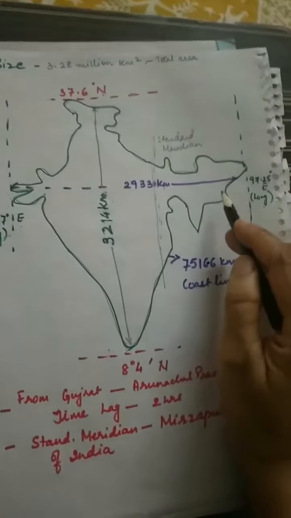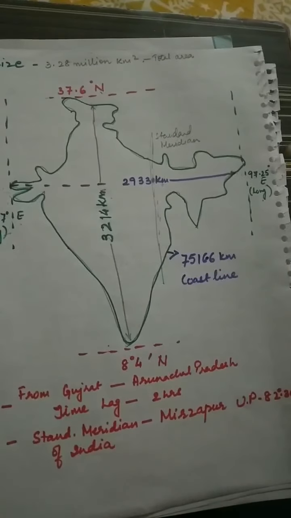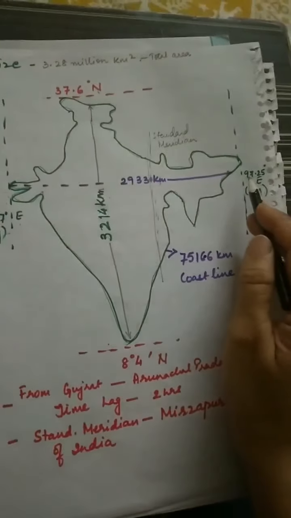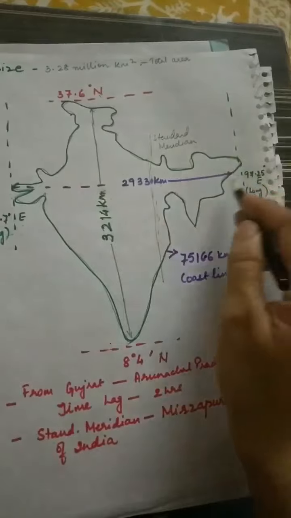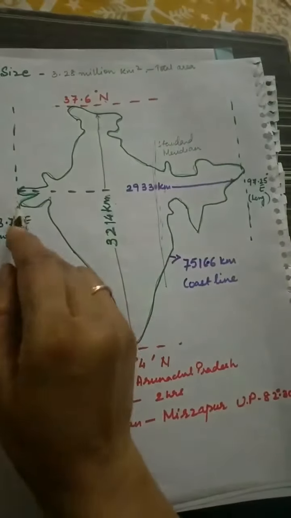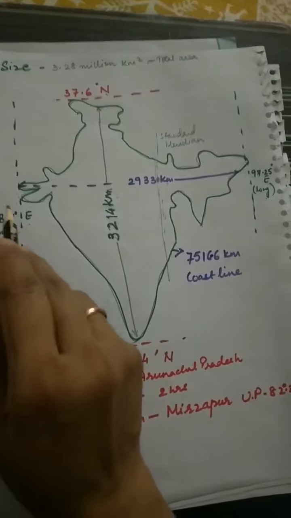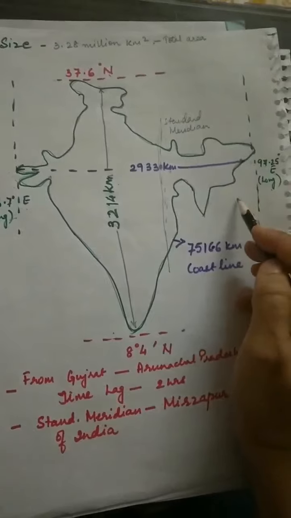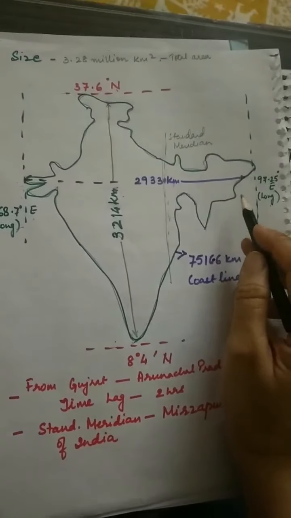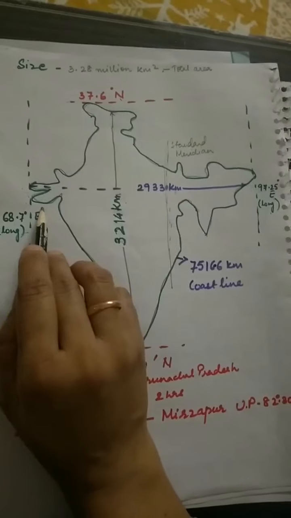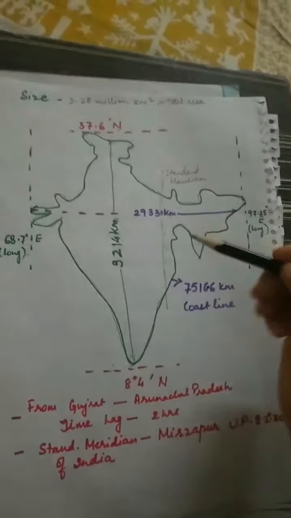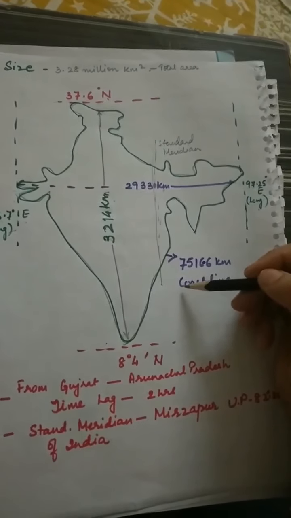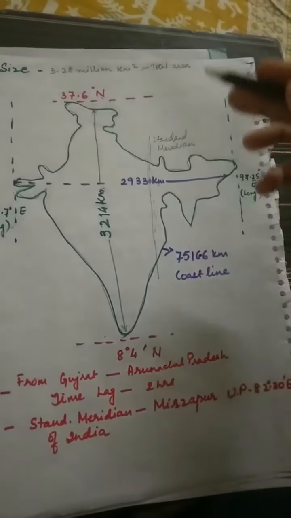As we move from Gujarat to Arunachal Pradesh, there is a time lag of 2 hours. Since the sun rises in the east first and then moves towards the west, as we move from east to west there is a difference of 2 hours. That is the reason the sun rises in the eastern side of India quite early, and later in the western part of India.